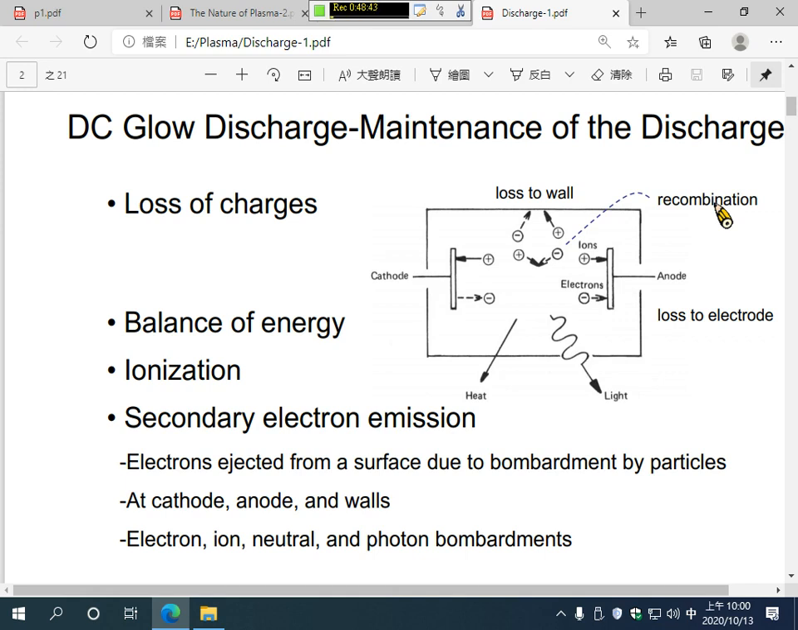So tomorrow we will continue on this part, the reason for maintaining the discharge. Okay, because we need to supply electrons and ions in a system to compensate for the loss of the charges.